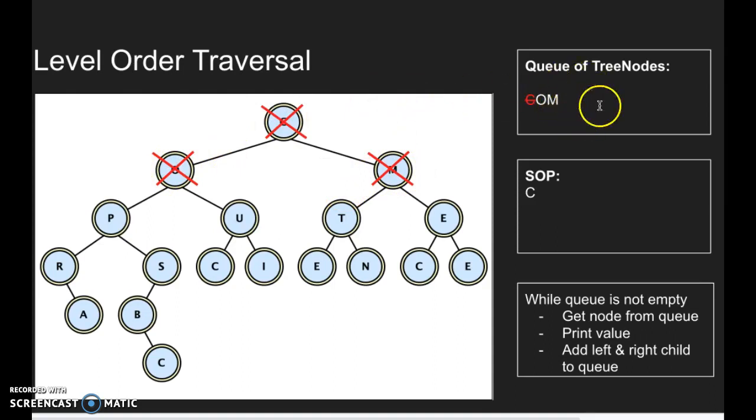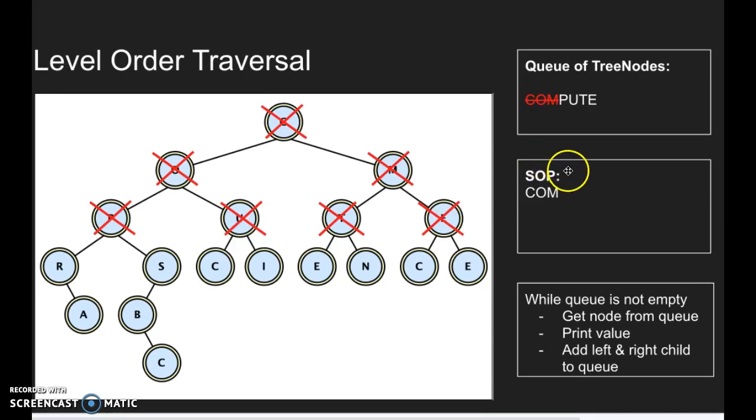So as I come around in my while loop, the next node is going to be the O. That's going to come off my queue of tree nodes. O is over here. It's a little hard to see now. I will print it out, and then I will load P and U, O's children, onto my queue. Next, M is on the queue, and so I'm going to get that node. I'm going to remove it from the queue, not remove it from the tree, remove it from the queue. Print out the M, and then load the T and the E onto the queue.